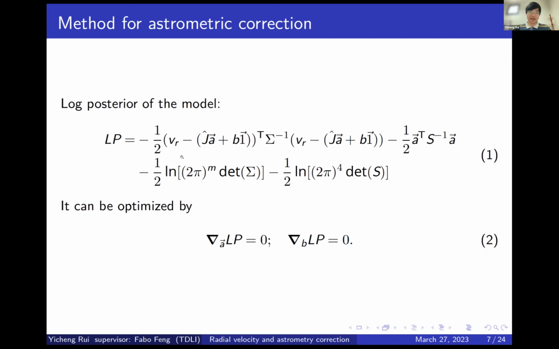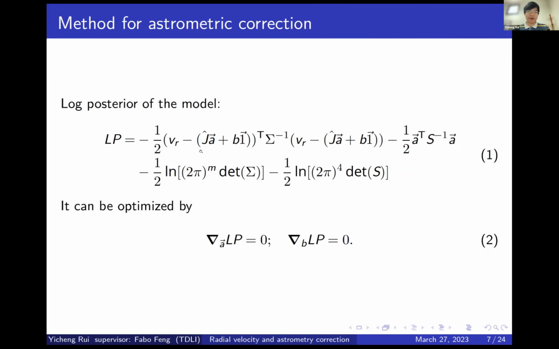The VR is the radial velocity data provided by the HARPS RV Bank dataset, and J hat is the Jacobian of the radial velocity data with respect to the correction vector A. And the sigma here is the error bar provided by the HARPS RV Bank dataset, and the S here is the error bar provided by Gaia DR3.